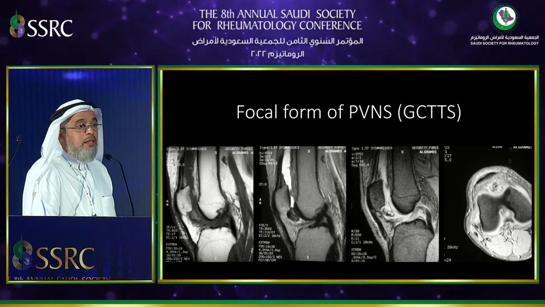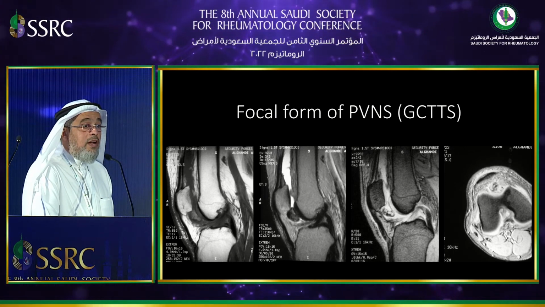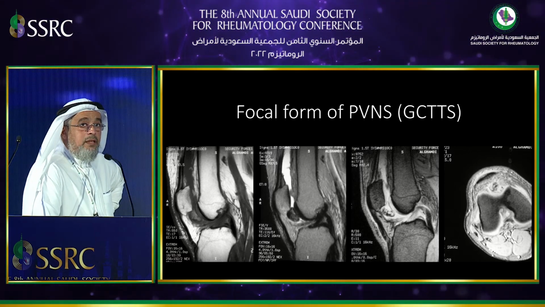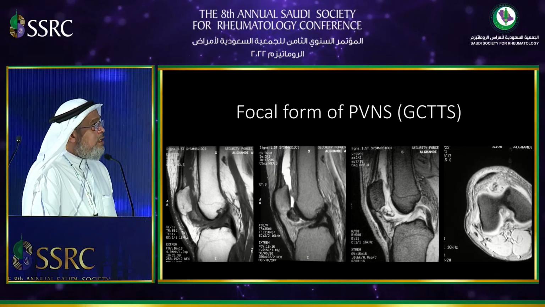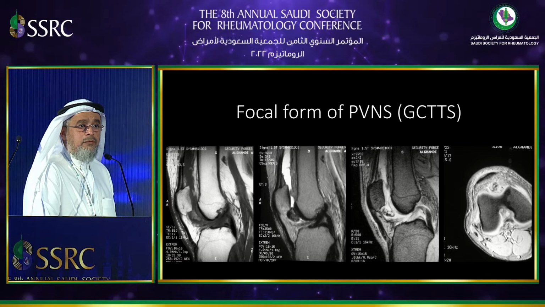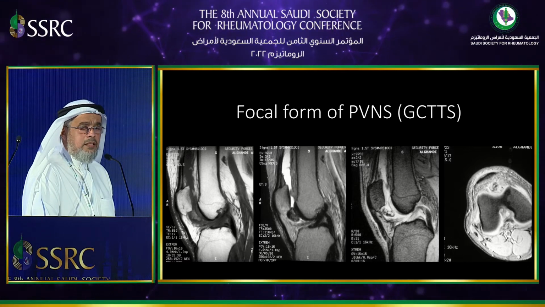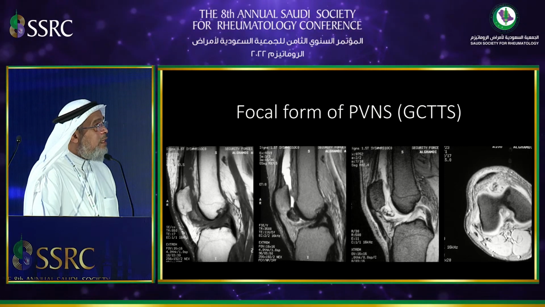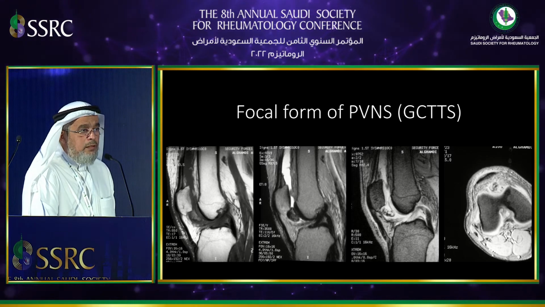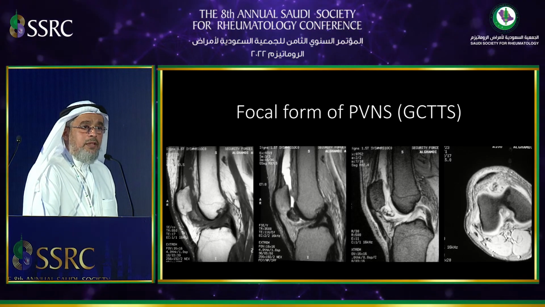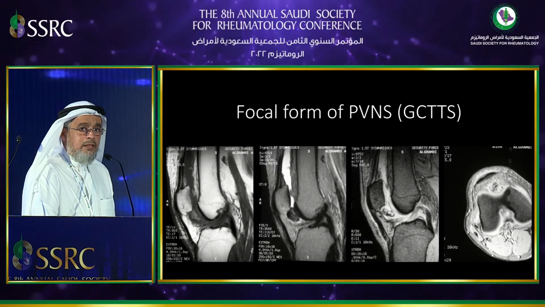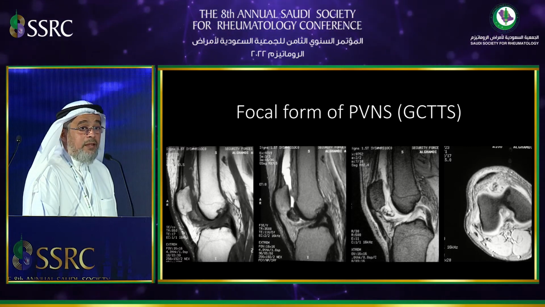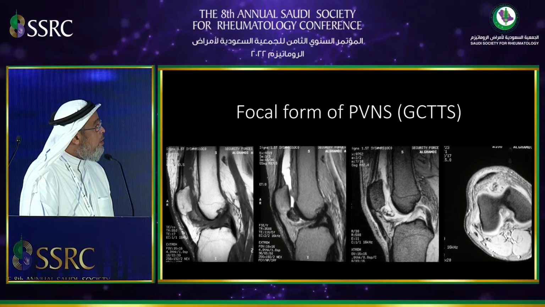Focal form of PVNS can definitely mimic synovitis and rheumatoid or rheumatological manifestations. PVNS, pigmented villonodular synovitis, can be a generalized form or a focal form. The focal form they call giant cell tumor of tendon sheath, and you can see the enhancement or the edema or the blooming of the mass because of the chronic manifestations of bleeding. So these hemosiderin deposits would be blooming, and it will be more dark compared to the rest of the tumor components.